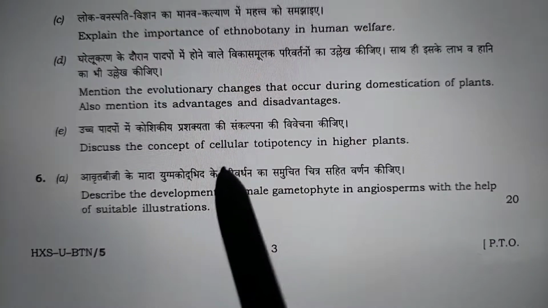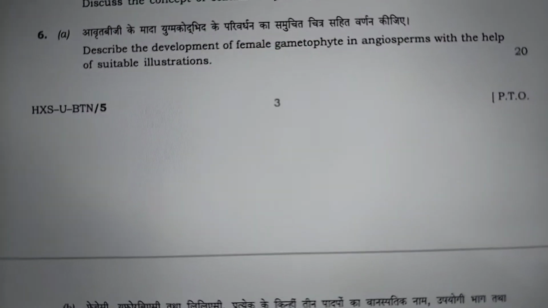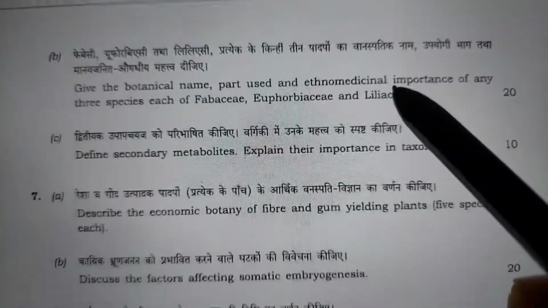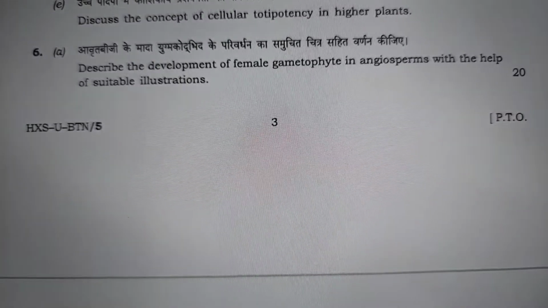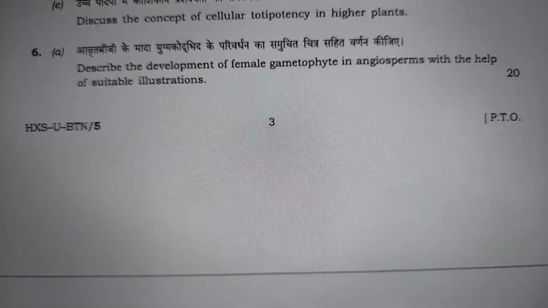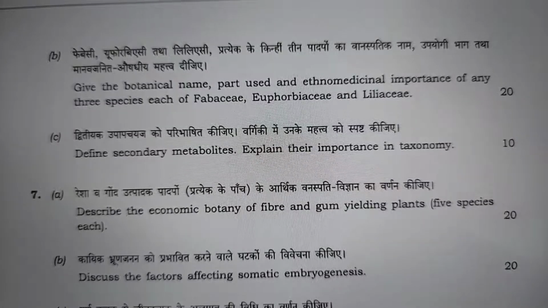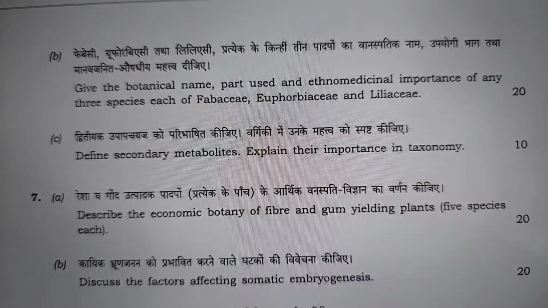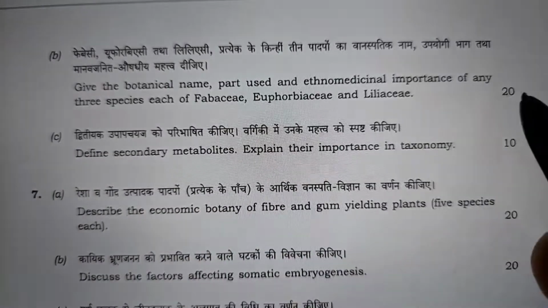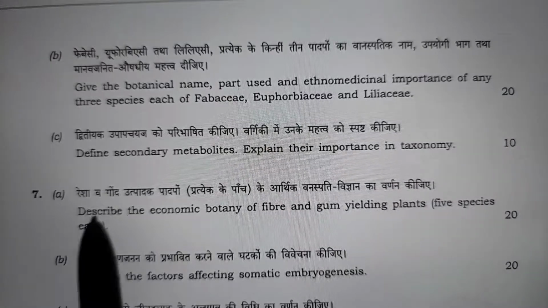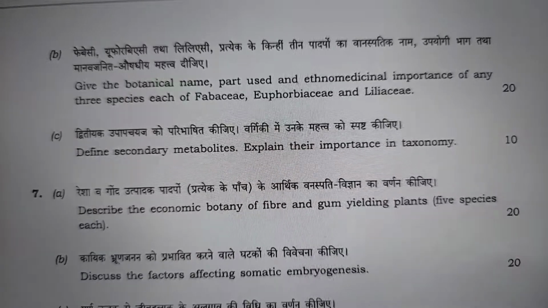E is discuss the concept of cellular totipotency in higher plants, 10 marks. Question number 6 is also having 3 options, A, B and C. A is describe the development of female gametophytes in angiosperm with the help of suitable diagrams, 20 marks. Option B is give the botanical name, part used and ethnomedical importance of any 3 species in each Fabaceae, Euphorbiaceae and Liliaceae, 20 marks. C is define secondary metabolites, explain their importance in taxonomy, 10 marks.